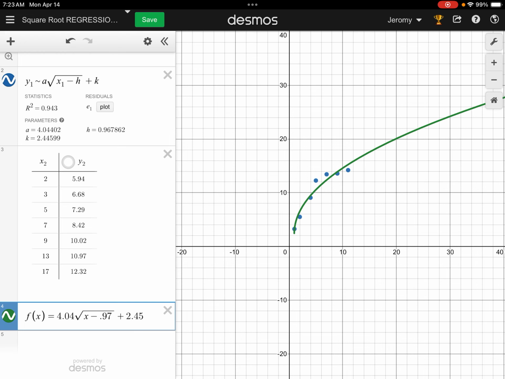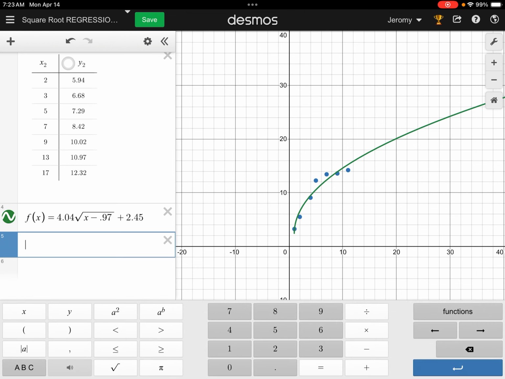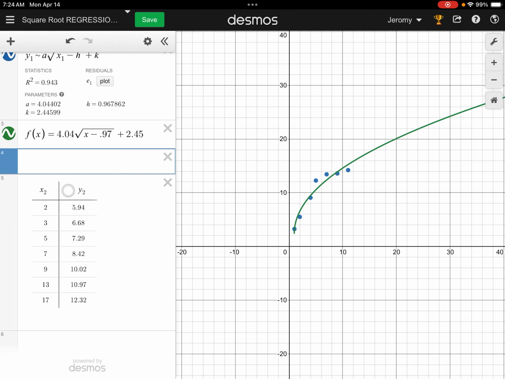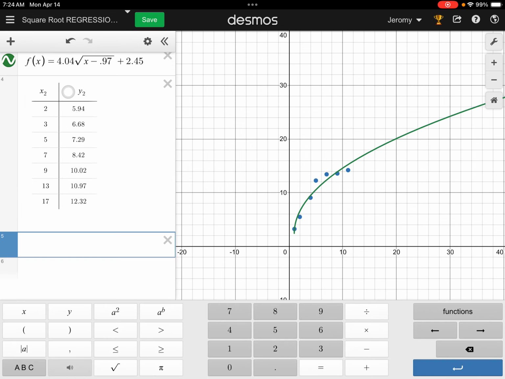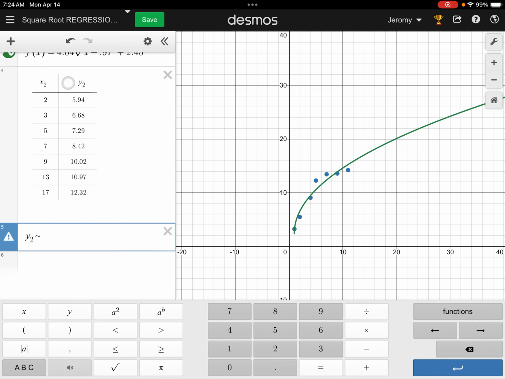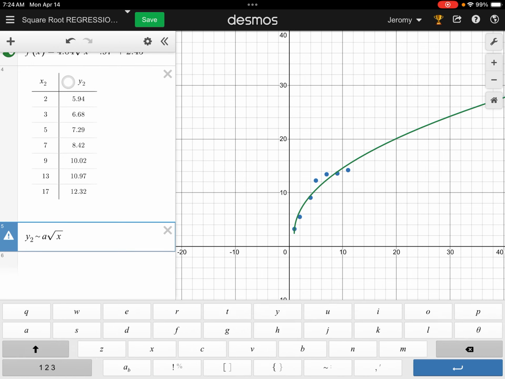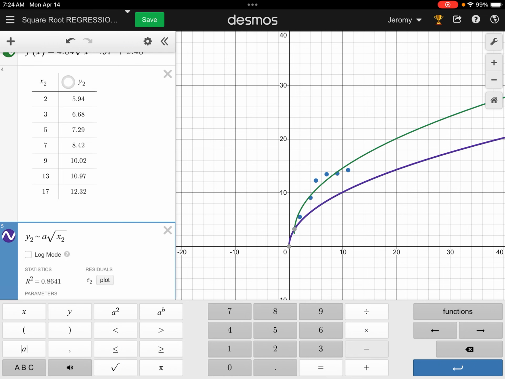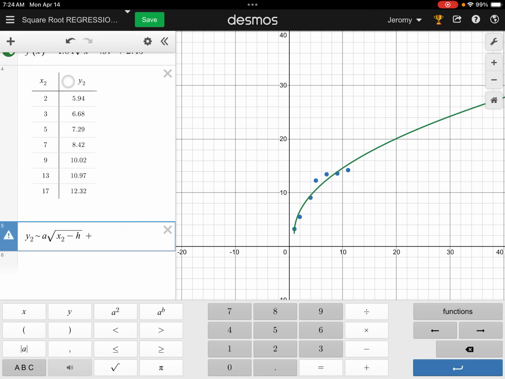Now look at the second set of data, the x2 and the y2 right here. Now instead of doing y1 tilde, I'm going to do y2 tilde. The reason I'm doing y2 is because I want this regression to use the x2 and y2 table. So we're going to say a times the square root of x2 minus h, and then jump out of the exponent, plus k.